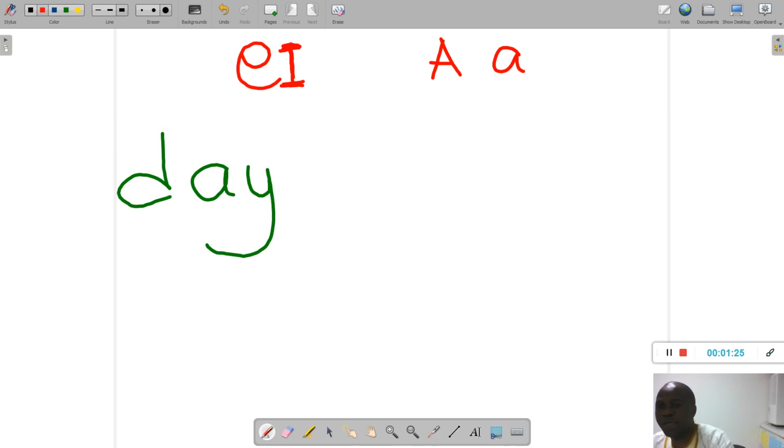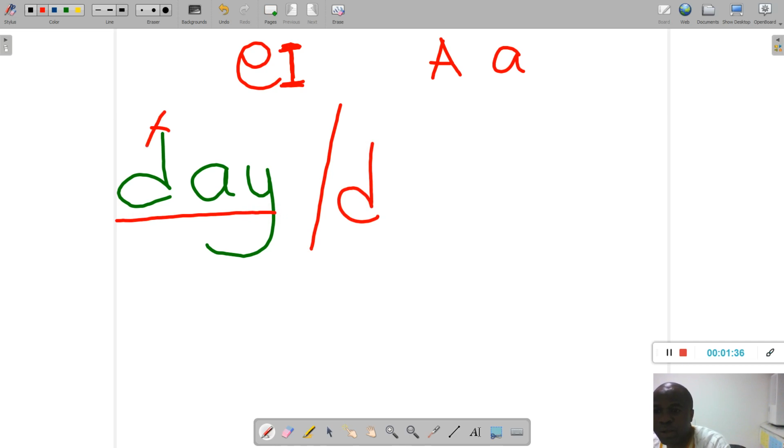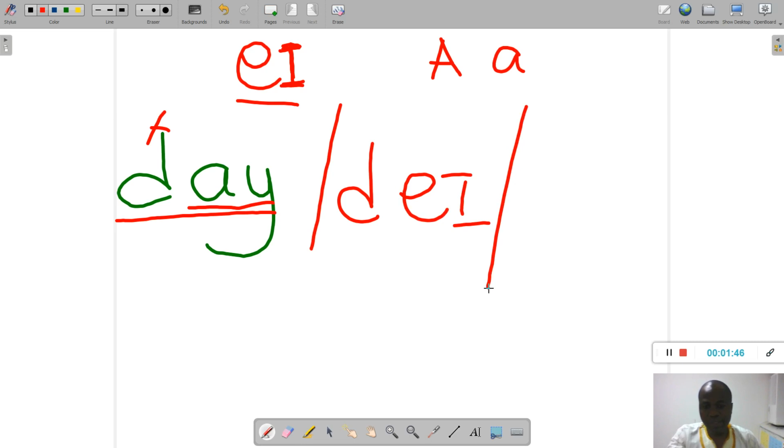Let's look at the IPA. If you write it out, this is the grapheme, or the spelling. Now let's look at the IPA, or the phonemes. We're going to have this one, then this one, and this is going to change to this. So you're going to have A. So it's pronounced A, day.